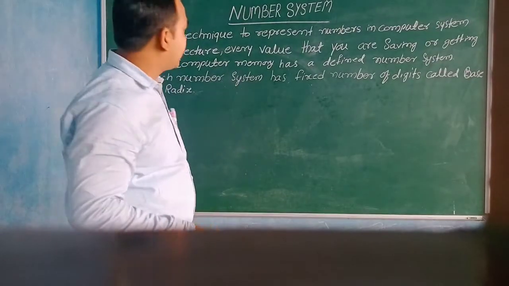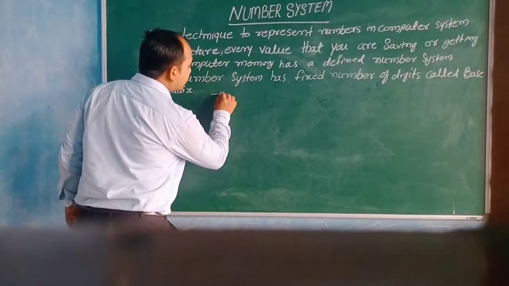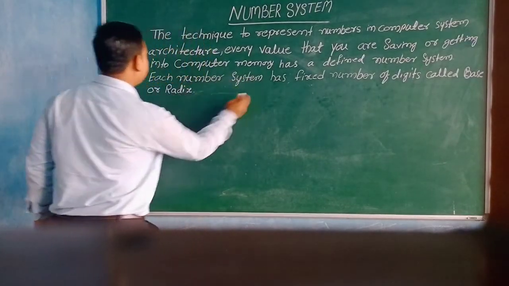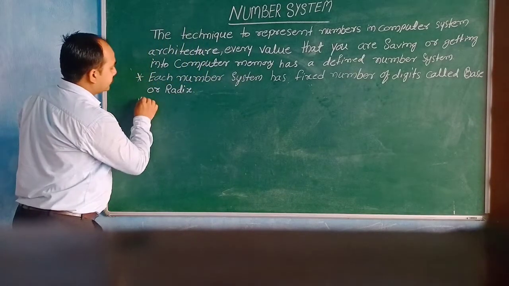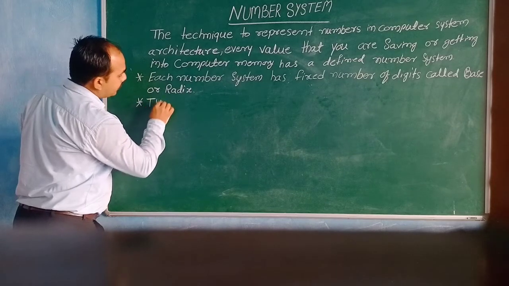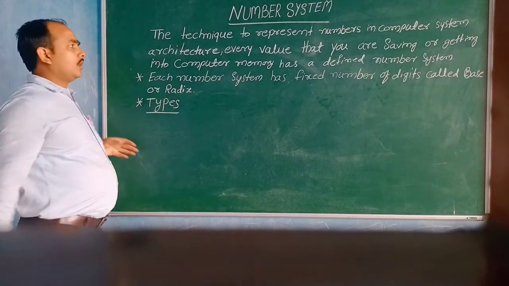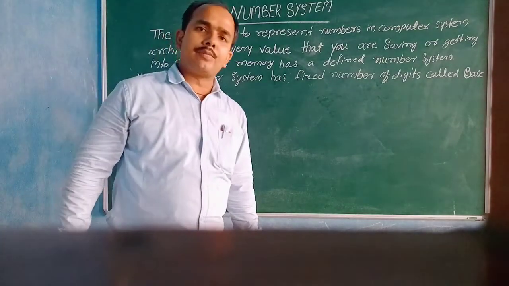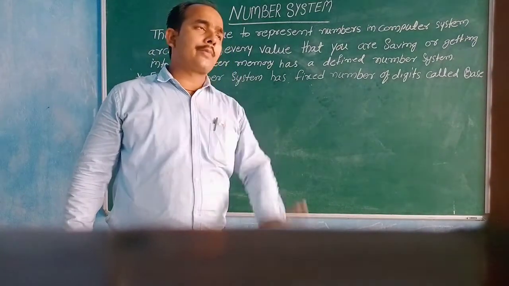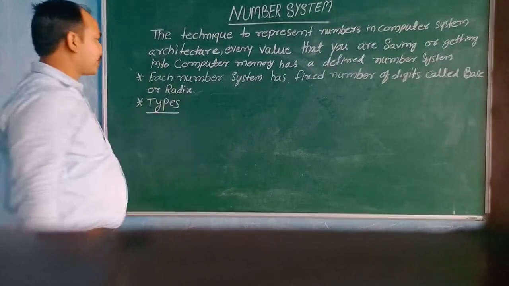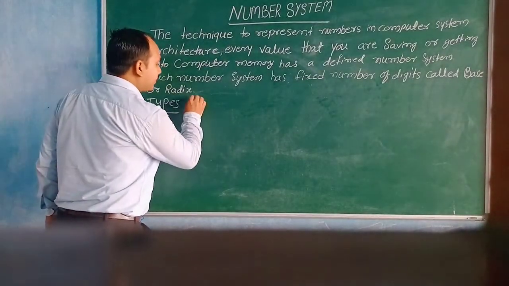So first we will discuss the types of the number system. In number systems, there are four types of the number systems. How many types? Four types of the number systems. First type we will discuss.